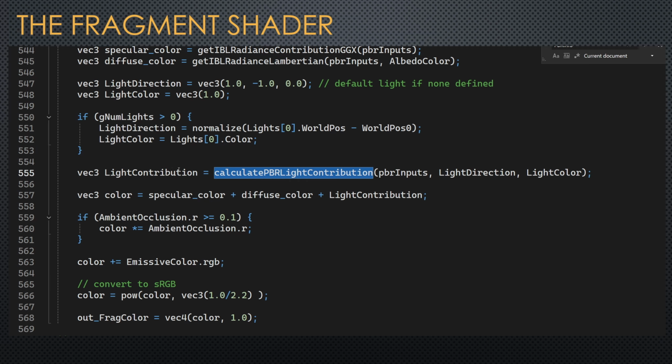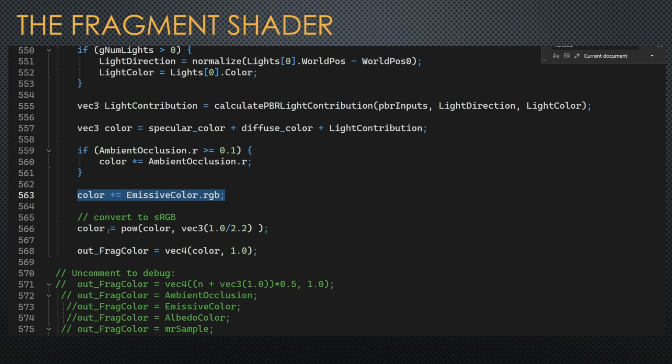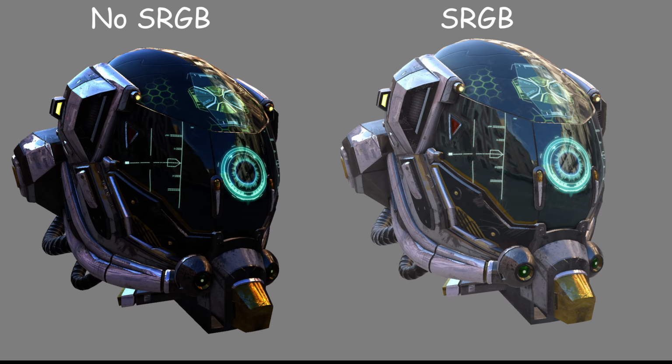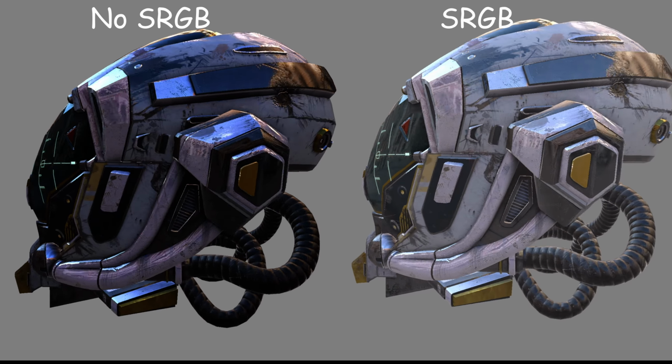The next function calculates the contribution of a single directional light. We can now modulate the color by the ambient occlusion factor and add the color from the emissive texture. Finally, we convert from a linear color space to sRGB. Notice the difference between the two color spaces. I think sRGB looks much better.